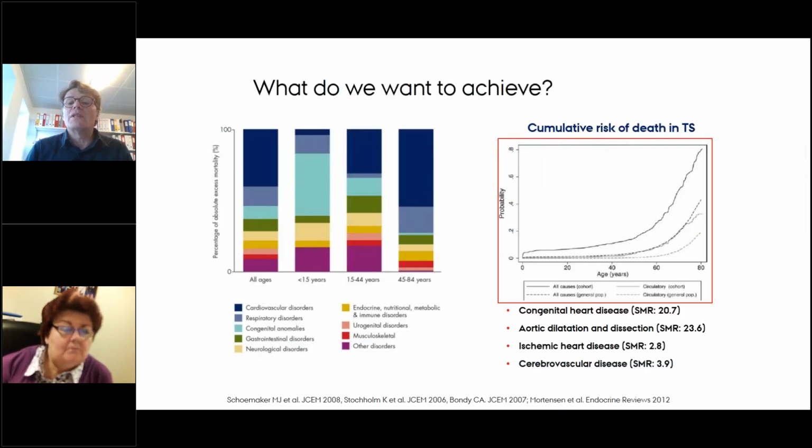But returning to what it is all about with this genetic background in mind, what is it that we want to achieve in Turner syndrome?